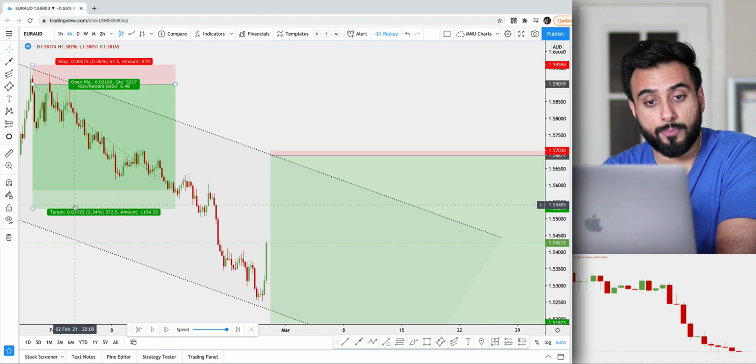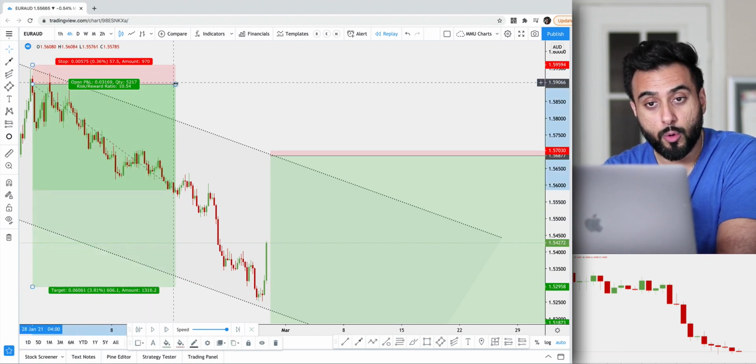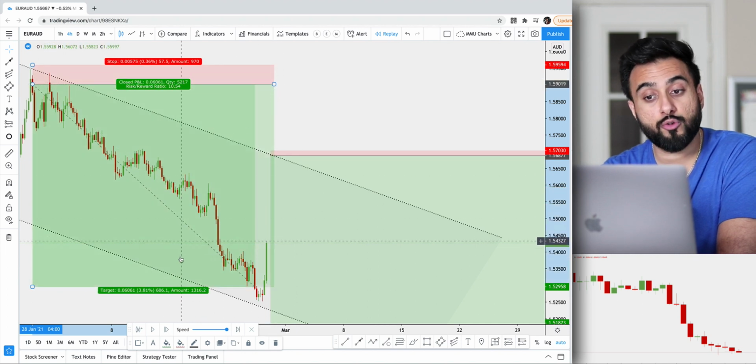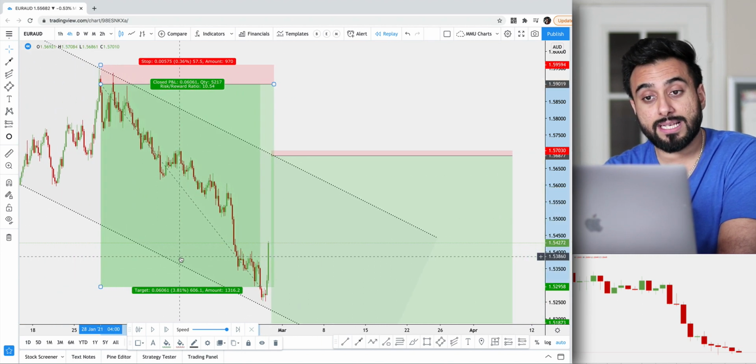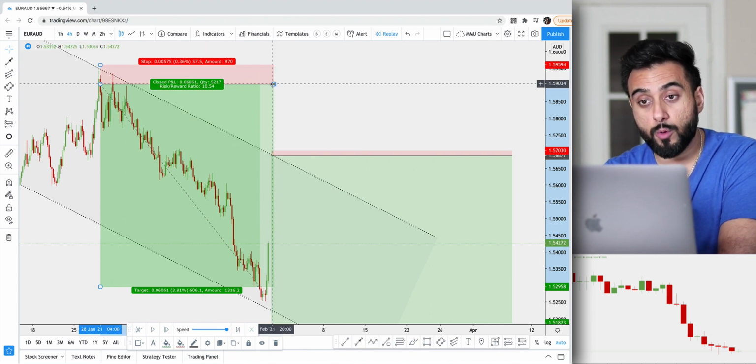Okay, so the price touched the bottom of the trend. So this trade right here would have been around a 600 pip trade, right? So that's an example of how you would find the entries and how you would find the exits. I want to give you one last example.